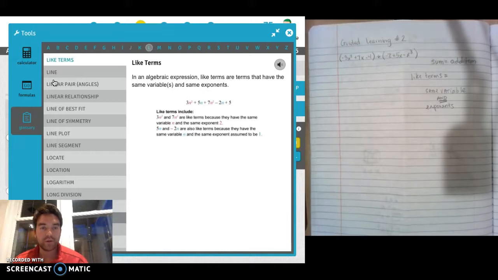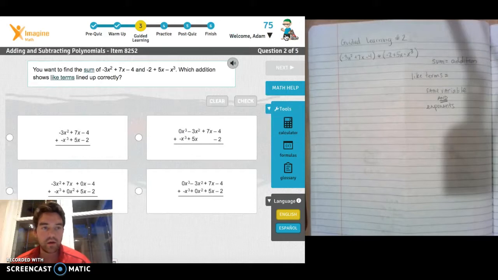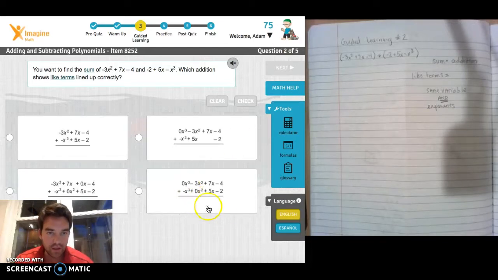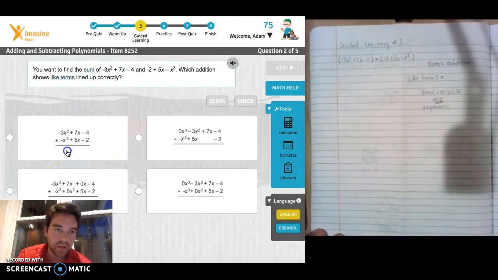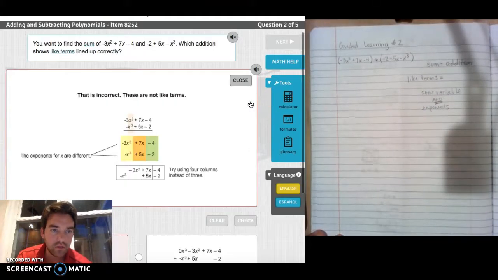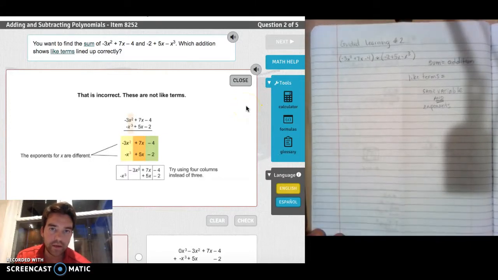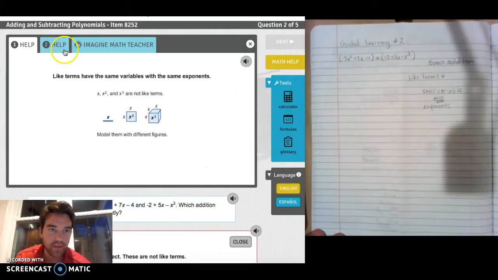So as we go through this, I'm looking at the question and I see that we need to figure out which addition shows like terms lined up correctly. And I'm like, this one looks lined up correctly. You got your 3x squared, you got your 7x, you put it in order. That's perfect. That's exactly what I need to do. So I'm going to click on that, check. Nope. All right, so you know what? I'm going to go to Math Help.